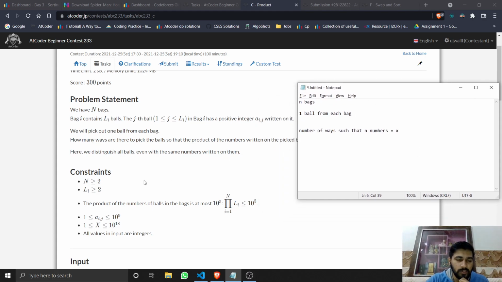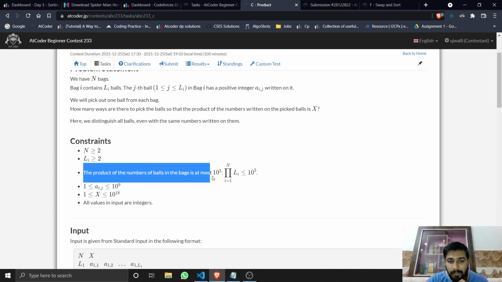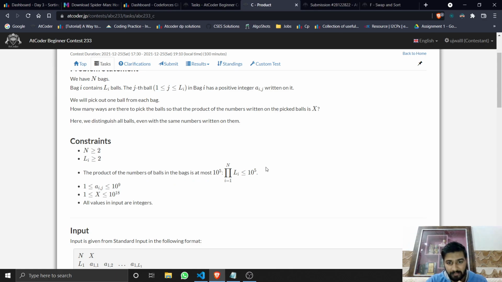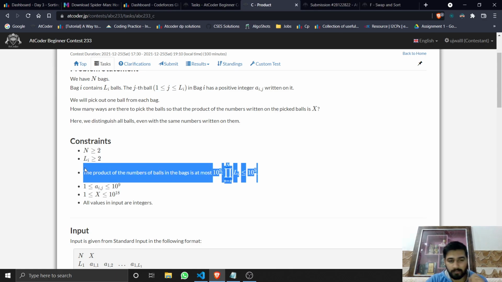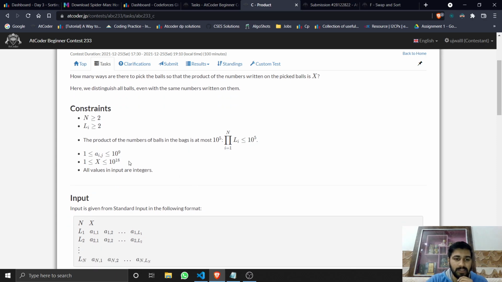If you look at the constraints, n is greater than or equal to 2, but no upper bound is given. Li is greater than or equal to 2. And it is given that the product of the number of balls in the bags is at most 10 raised to the power 5. This is the most important line of this problem. If this line was not given, it would have been very tough to solve. But this line simplifies the question so much. How? We will talk about it. And the other constraints are just general ones, telling us that we have to use long in place of int.